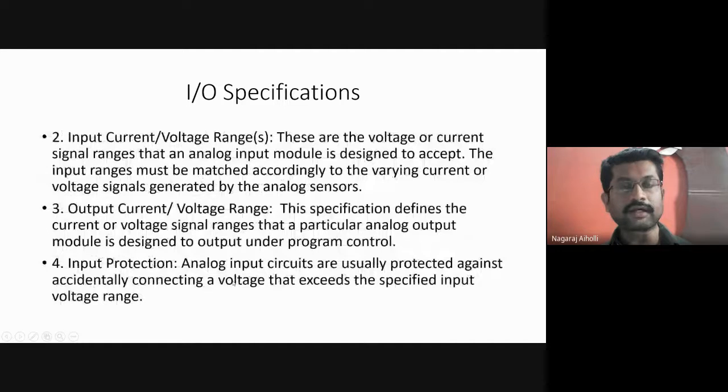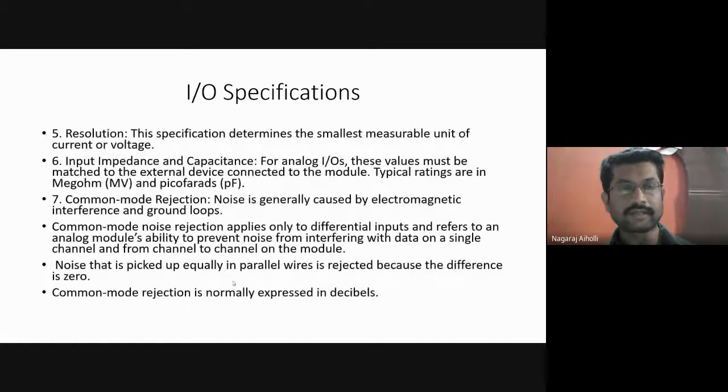Input current or voltage range, output current or voltage range, input protection, again the same thing using the fuse arrangement. Resolution we have already defined. Input impedance and capacitance. Input impedance is the resistance between the input terminal and the ground. Input capacitance is the capacitance between the input terminal and the ground.